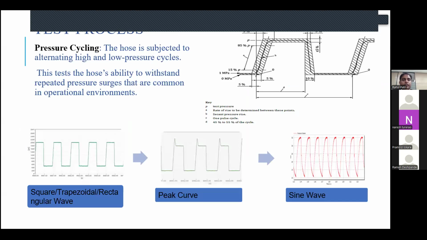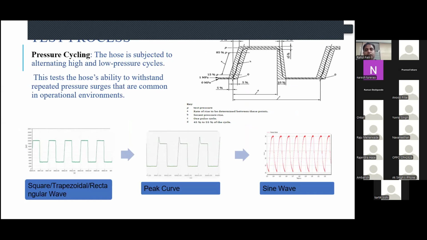Okay. So this is a typical waveform. As I mentioned, when we talk about frequency, this is a representative waveform from one of the standards, but all standards may be similar to it, or there may be small changes. Our sensors and the mechanical and pressure arrangement we have made can generate the square, trapezoidal, or rectangular waves that are required.